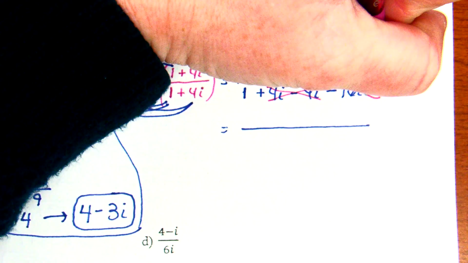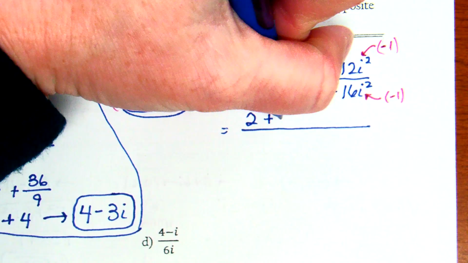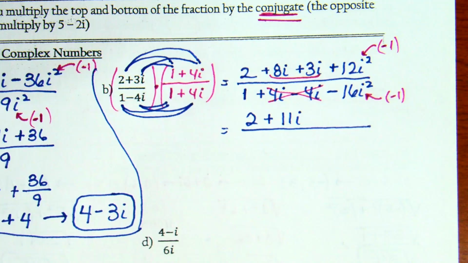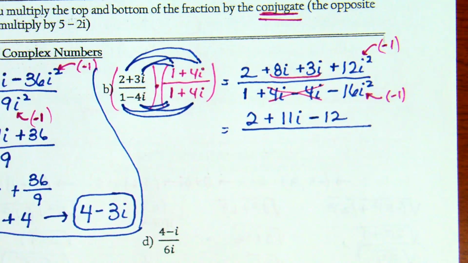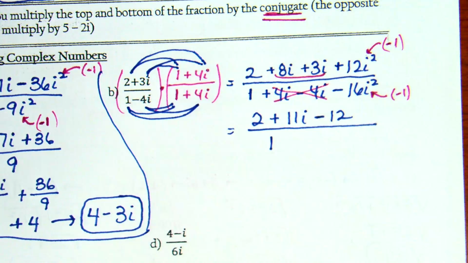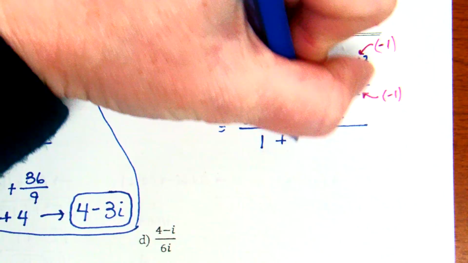Okay, so my numerator for the moment, I have the 2 out front plus the 11i, and then a plus 12i squared. When we change that i squared to a negative 1, it really becomes minus 12. I'll clean that up in a moment. Denominator, we've got a 1. The 4i's cancel. What about minus 16i squared? It really turns around and becomes plus 16.